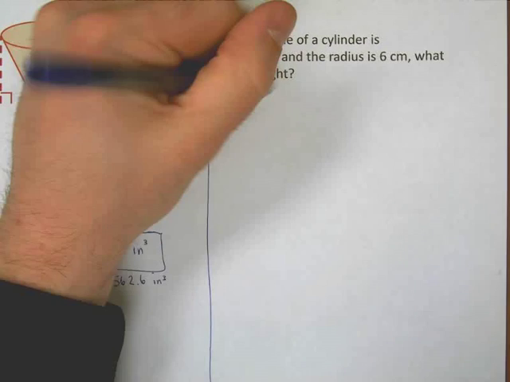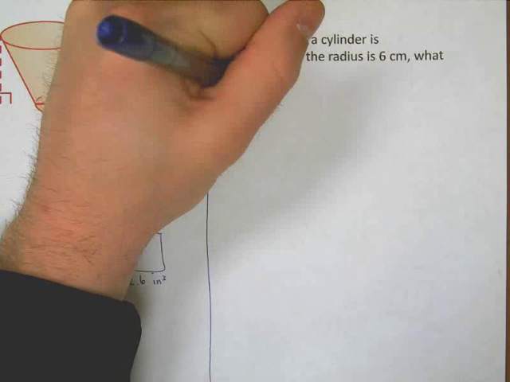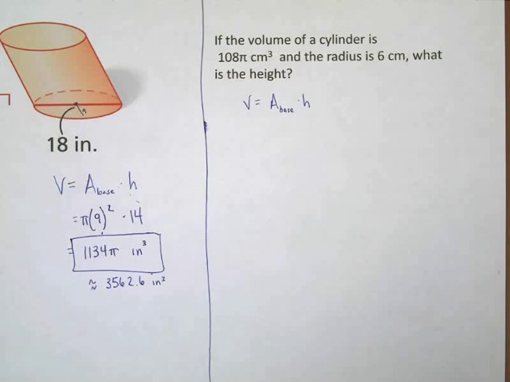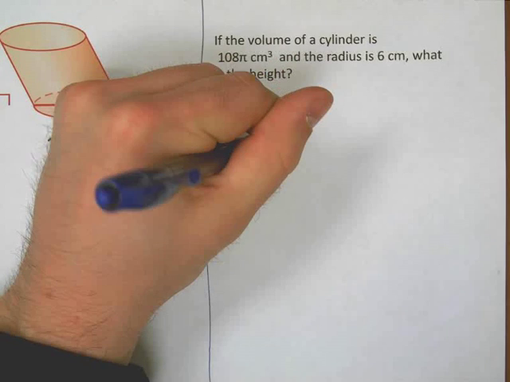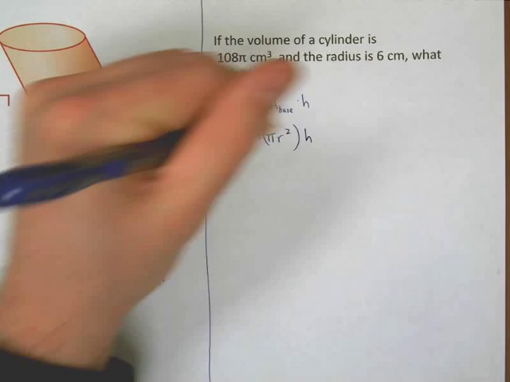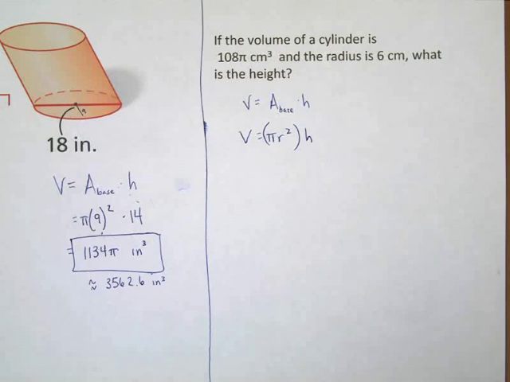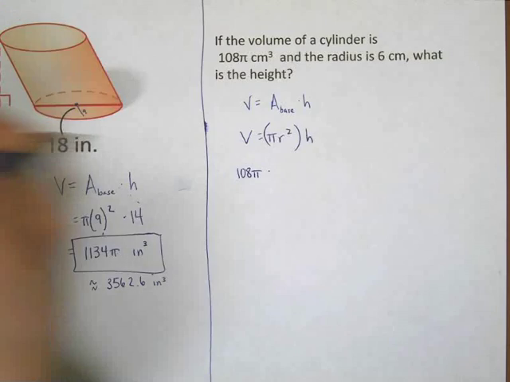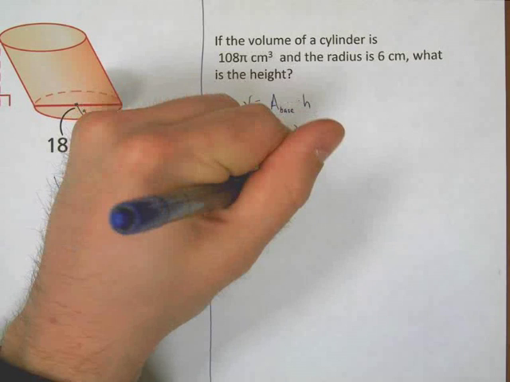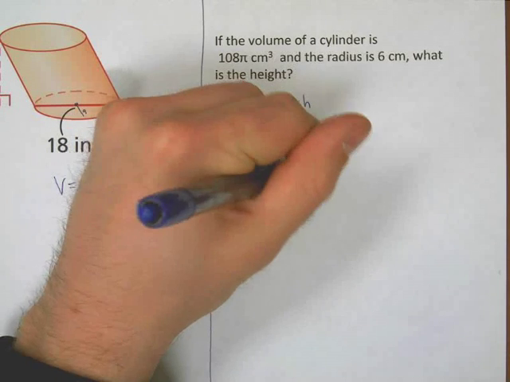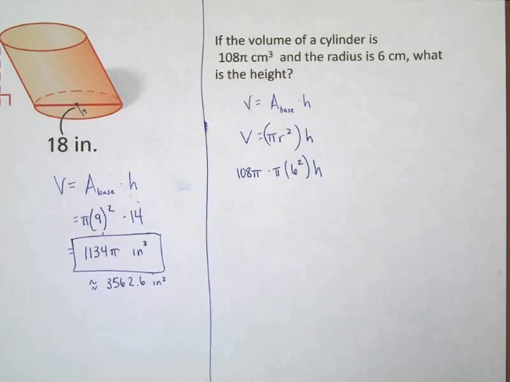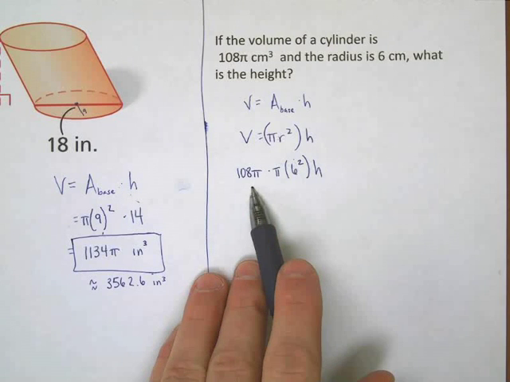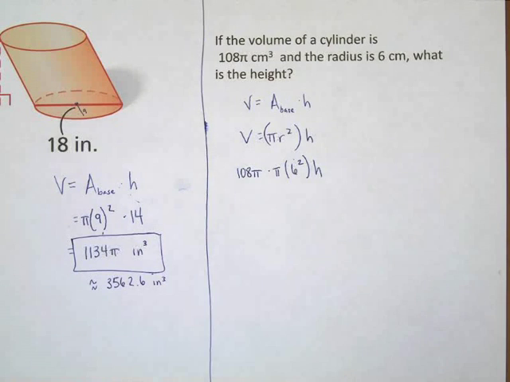Second problem. If the volume of a cylinder is a cylinder, so it's the area of the base times the height, right? And the base is a circle. That's pi r squared times the height. If the volume is 108 pi, and the radius is 6, then what's the height? Right? I put in 6 for r. That's pi. This is 108 pi. Notice the pi in there.